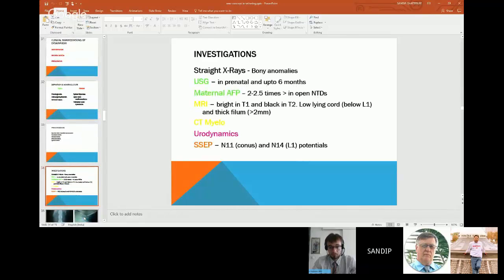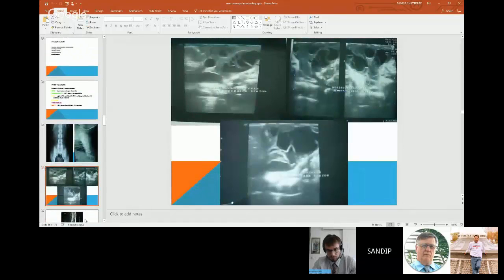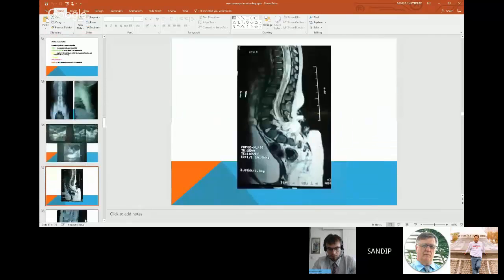What investigations does one do with a child with these conditions? Of course, the postnatal investigations include X-rays. The prenatal investigations include a maternal AFP in the neural tube defects, the ultrasound scan, which can be done even postnatally, the MRI, sometimes the urodynamics, and the neurological status by doing SSEPs and other electrophysiological studies, which we rarely use. Of course, the ultrasound prenatally diagnoses this condition, as in this child quite often.